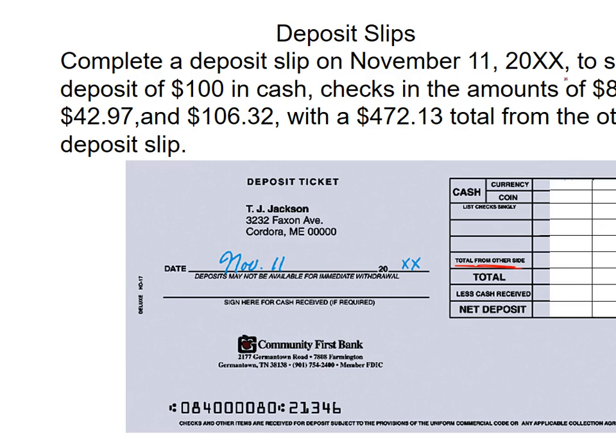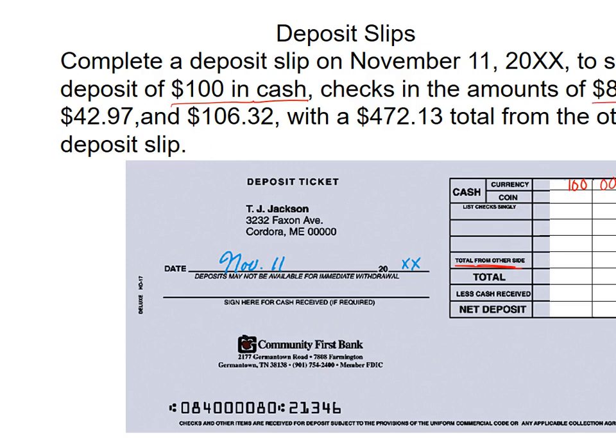So let's see. We had a deposit of $100 in cash, so currency would be $100. Now, currency could include coins, like let's say it was $100.25. Coins are talking about if you're depositing literal coins. So maybe you bring in those rolls of quarters, something like that.